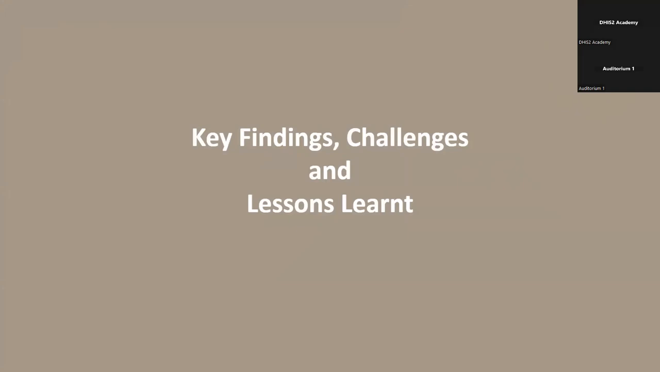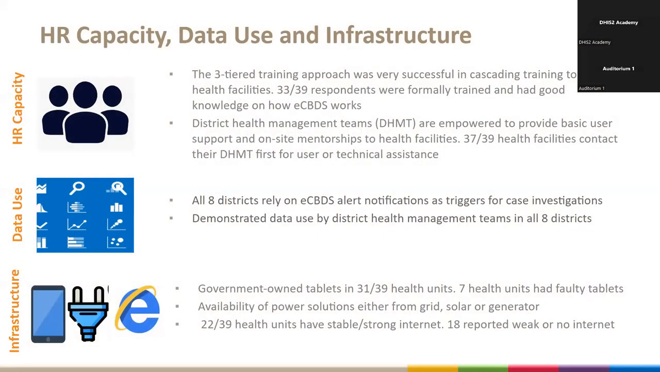There are a lot of findings. We wrote a big report, but I'm only going to dwell on a few that I feel are very important for this audience. Number one, in terms of human resource capacity, which they have been talking about in the plenary, data use and infrastructure. We were confronted with a situation in early 2020 before rollout: how do you train over 1,500 participants?